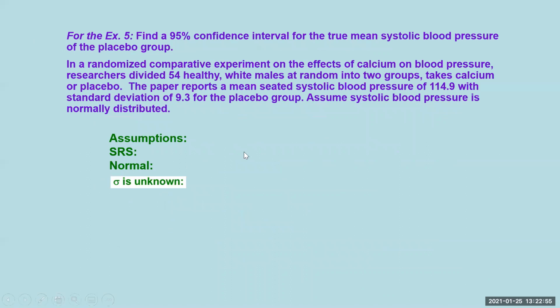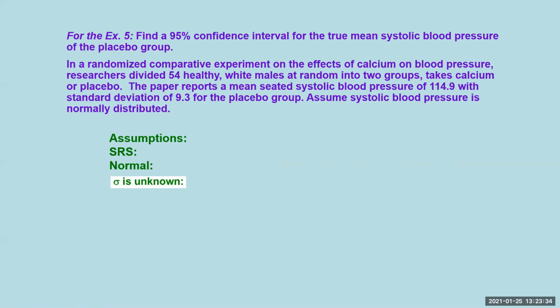Or we could make a box plot on our calculator and show that it is an approximately symmetrical box plot. So going back to the very first example I presented to you in these notes, we are to find a 95% confidence interval for the true mean systolic blood pressure of the placebo. In a randomized comparative experiment on the effects of calcium on blood pressure, again, we took 54 healthy males and put them into two groups, one that takes calcium, one that takes placebo. The paper reports a mean systolic blood pressure of 114.9 with a standard deviation of 9.3 for the placebo. Assume that systolic blood pressure is normally distributed.